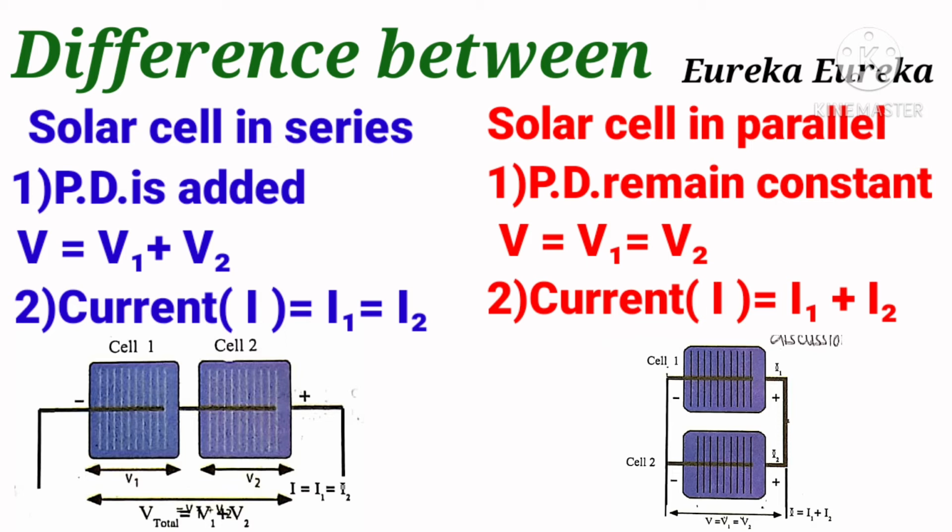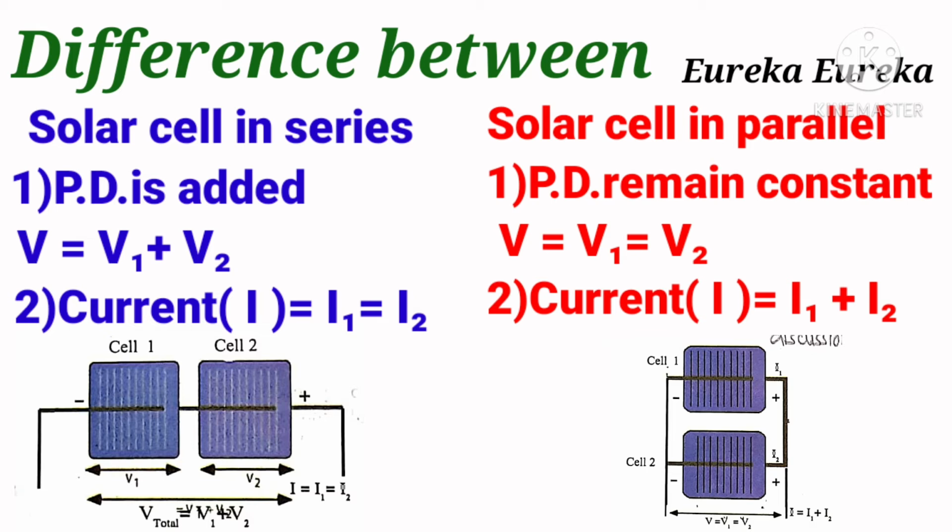When solar cells, they are connected in series, the current, that is I, it is equal to I1, which is equal to I2, whereas when the solar cells are connected in parallel, then the voltage V is equal to V1, which is equal to V2. For a solar cell connected in series, V is equal to V1 plus V2, whereas for a solar cell which is connected in parallel, I is equal to I1 plus I2.